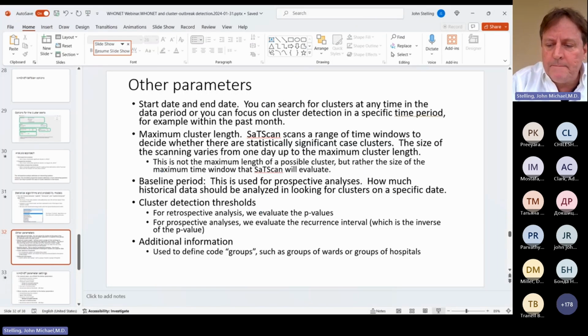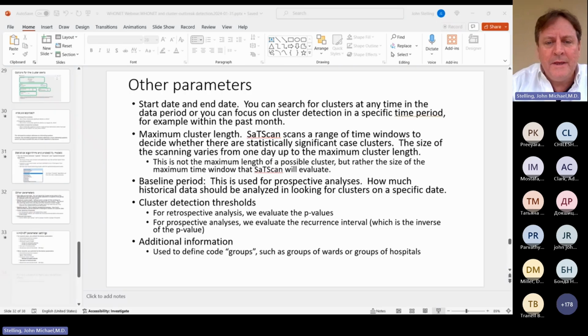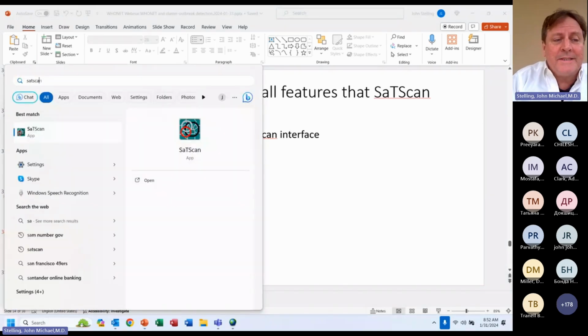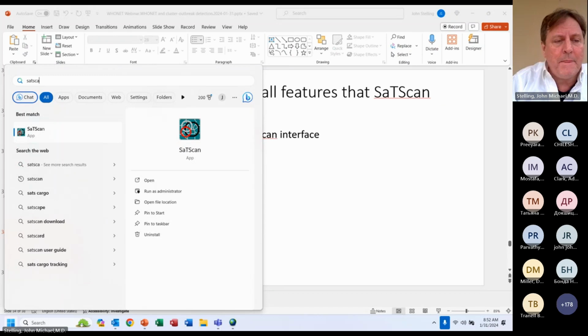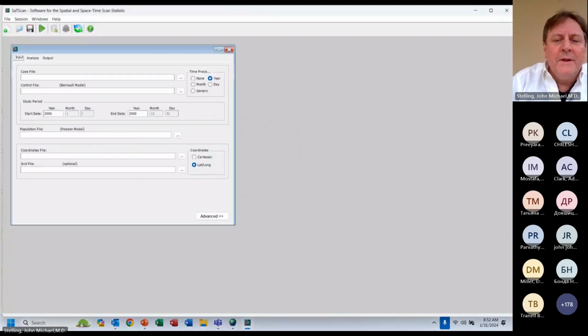Okay, back to the PowerPoint. That's a subset of everything that SaTScan can do. I'm just going to show you the SaTScan software. So we don't teach people SaTScan. If you want to learn SaTScan, you can. Everything that we have done ourselves in SaTScan is in WHONET. But some people want to do their own thing. So this is the SaTScan software.